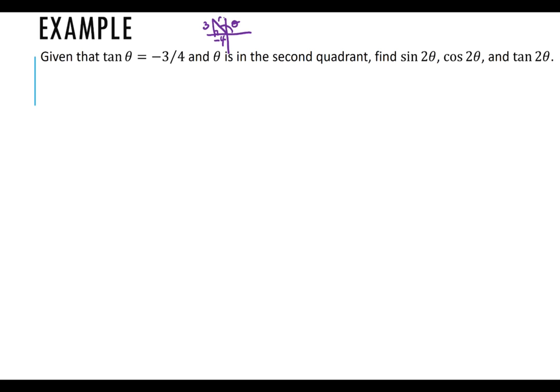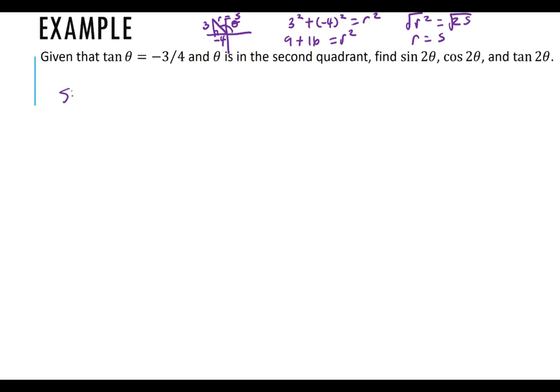And then I will have to find my radius, but I can find that by 3 squared plus negative 4 squared is equal to r squared. So then 3 squared is 9 plus 16 is equal to r squared. I get that r squared is equal to 25. Take the square root of both sides. I then get that r is 5. So I have r is equal to 5.